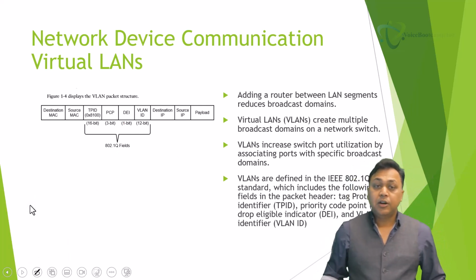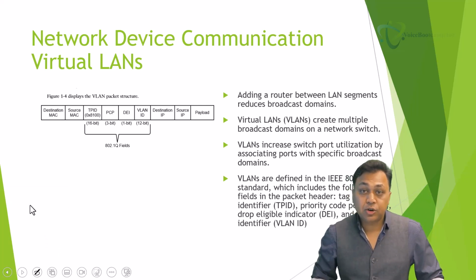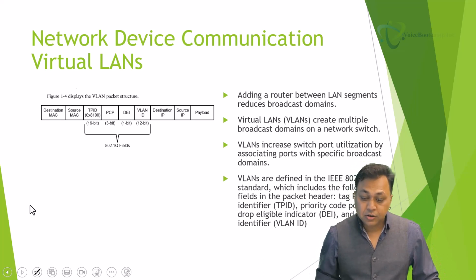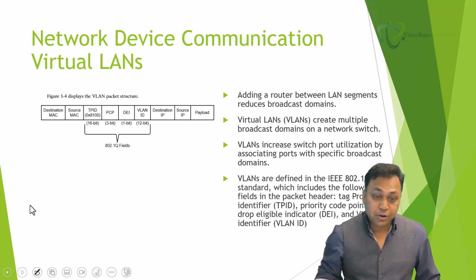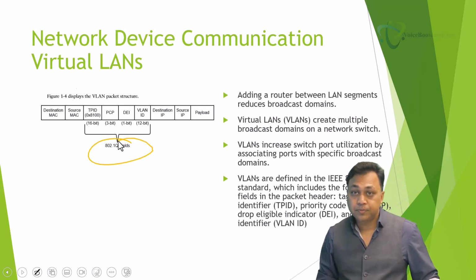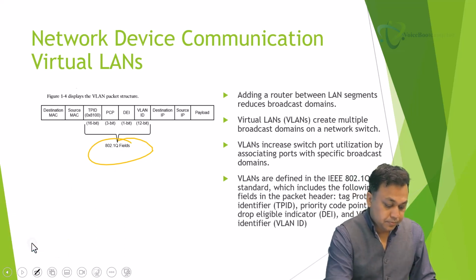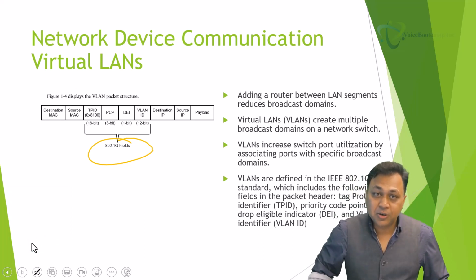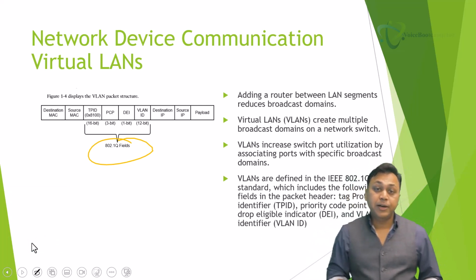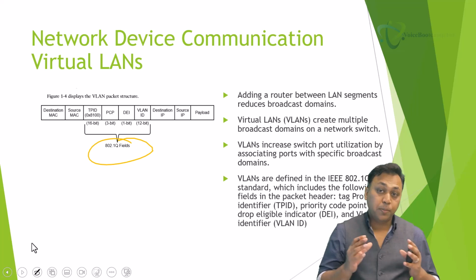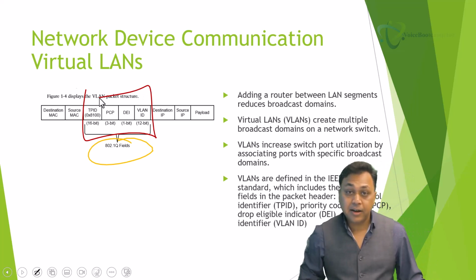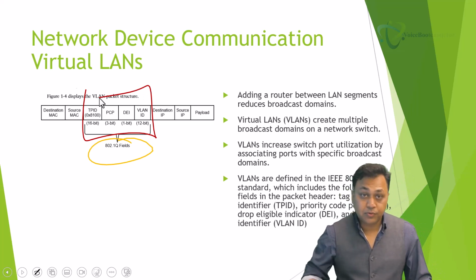Now, VLANs are defined by an organization known as the IEEE, and the standard for that is called 802.1Q. 802.1Q basically adds 32 bits to your packet header. So you'll see that there is a 32-bit field being added to your packet header, and each field provides different functionality.